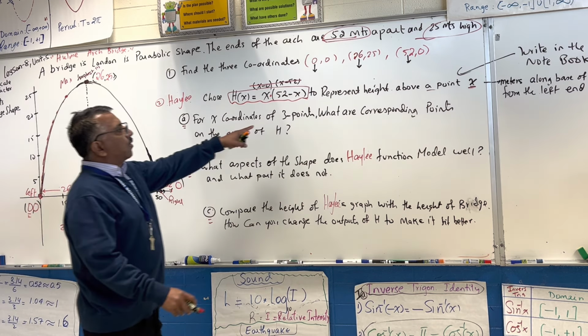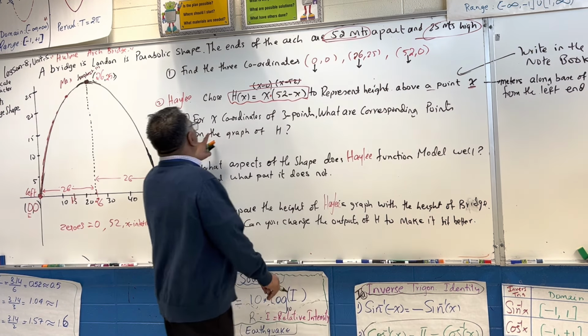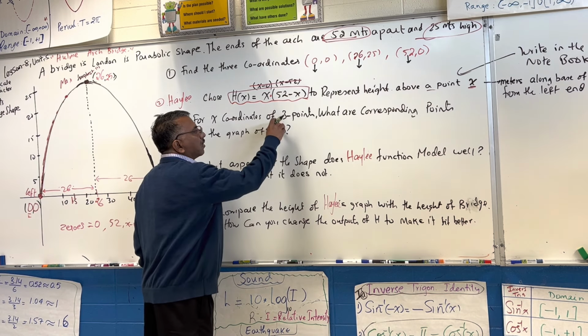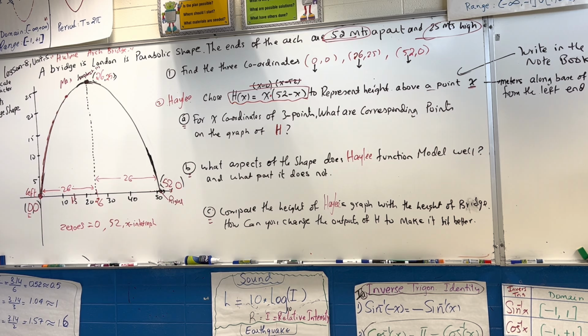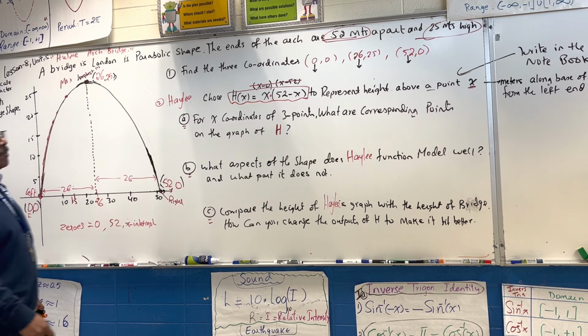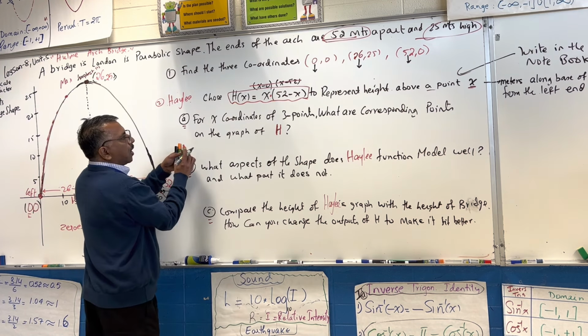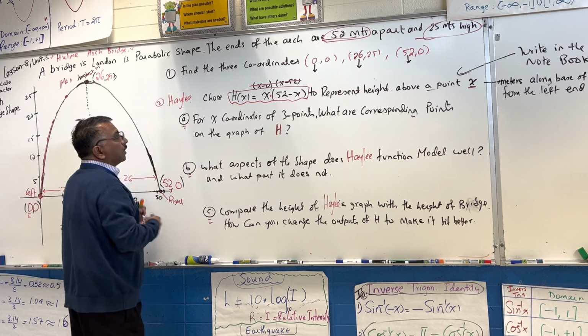for x coordinate of 3 points, what are the corresponding points on the graph of h? Now when I say h means Haley, not the actual bridge. She created a function, and so we wanted to know what is that height for those 3 points. Make sense? So all you do is plug it in. So we'll plug x is 0, so let's put it right here. I'm gonna write, use a color.